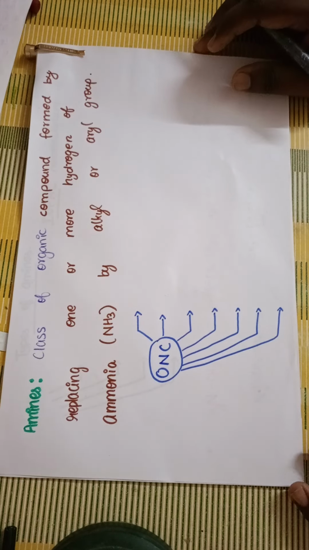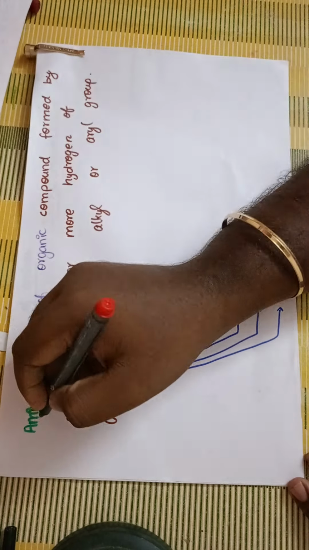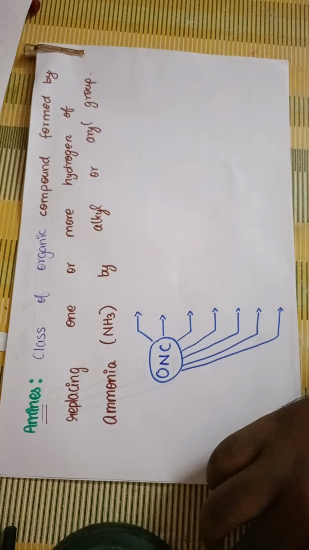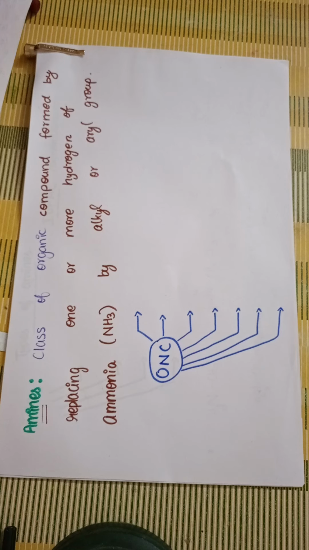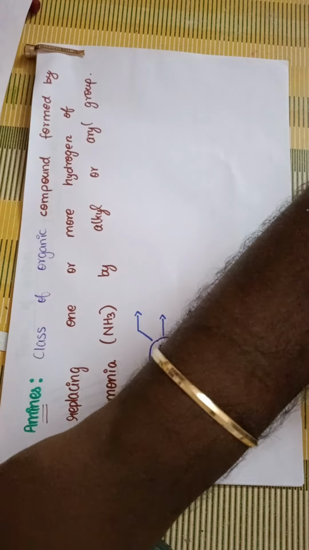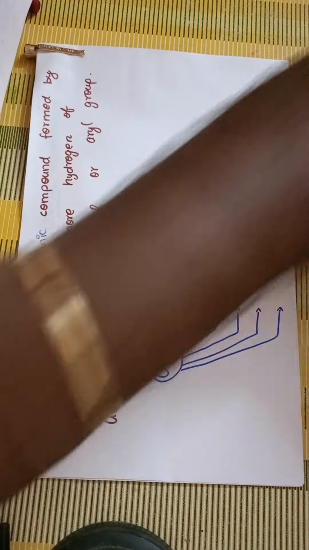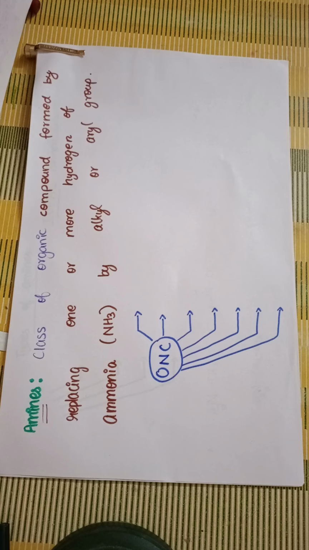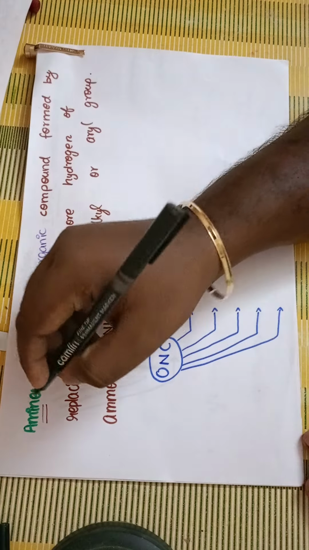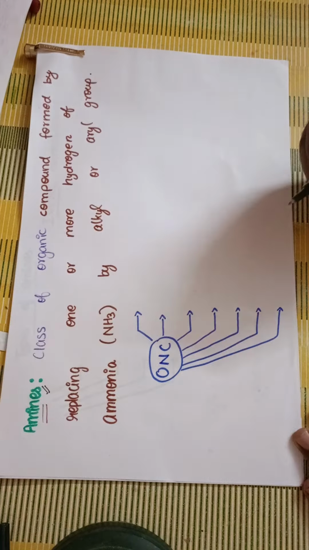Another important topic: amines. First we should understand what compounds are called amines. Actually, amine is a functional group. Amines are a class of organic compounds formed by replacing one or more hydrogens of ammonia by an alkyl or aryl group. Those compounds are called amines.